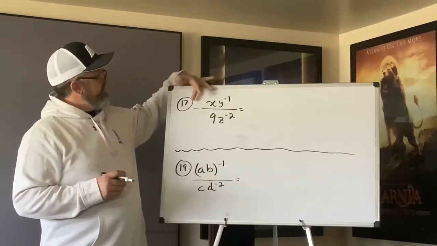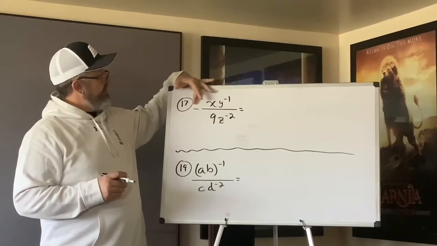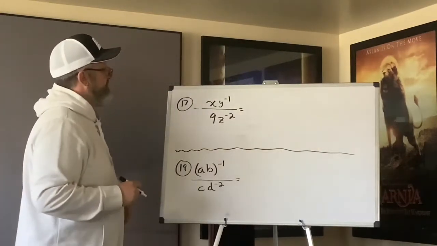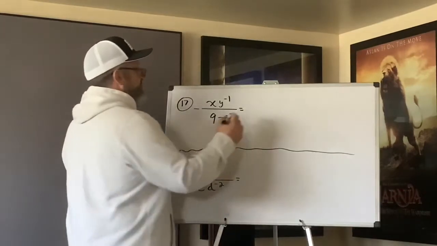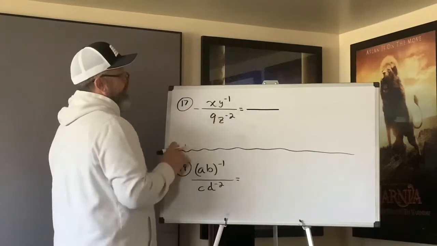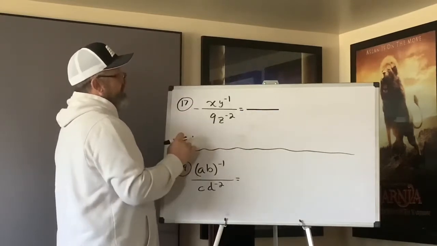The first one I like about this is this negative out front. Well, that negative out front really means nothing. At the very end, I'm going to make it negative, okay? So here, what is raised to the negative exponent on this one? Is it the x and the y? No, it's just the y, right?